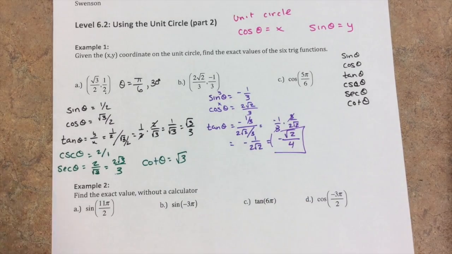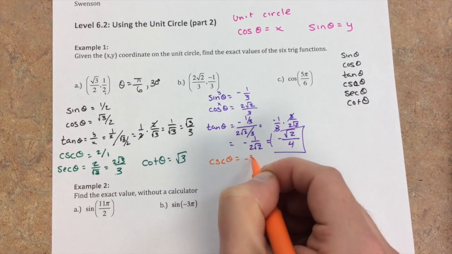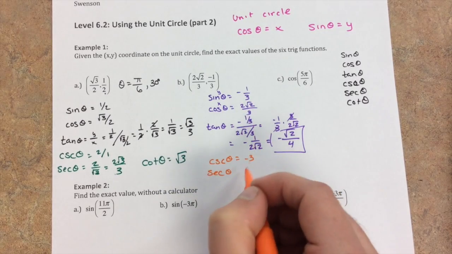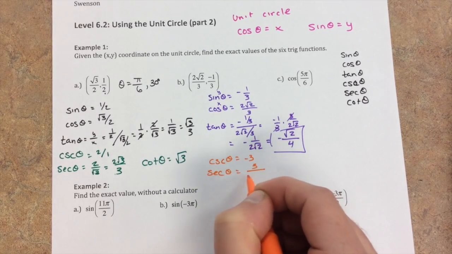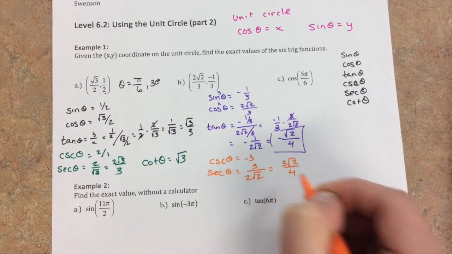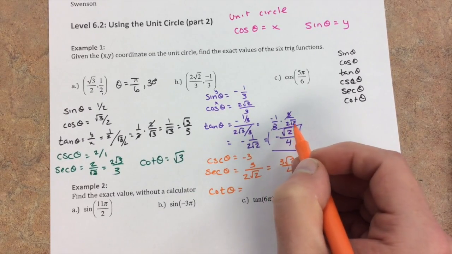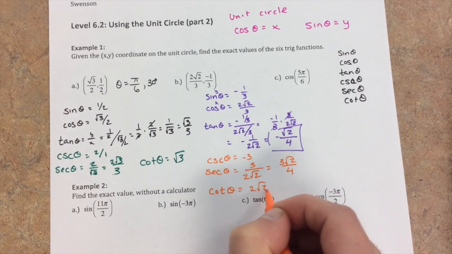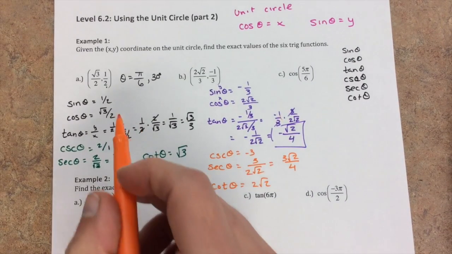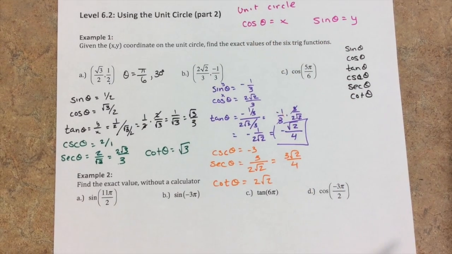In a different color, for cosecant, it's just negative 3. Secant is the reciprocal of cosine. For us, we can just write that as 3 over 2 root 2. If we wanted to, that would be 3 root 2 over 4. And then cotangent is simply 2 root 2, because it's the reciprocal here. So this is what we mean by, if I give you a coordinate, you write out the 6 trig functions.